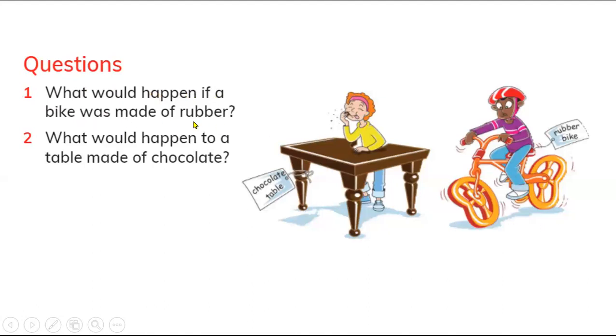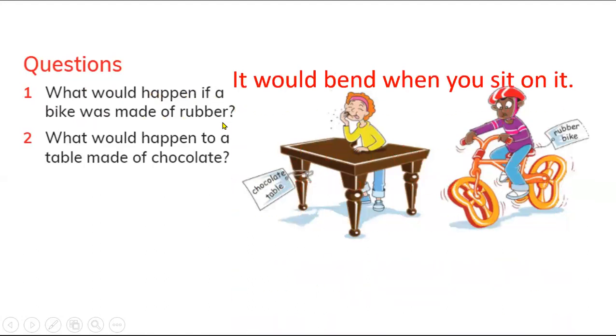Okay, so what would happen if a bike was made of rubber? Is it a good material? It would bend when you sit on it. Look, this boy is sitting on the bike and it can bend easily. It is not safe.